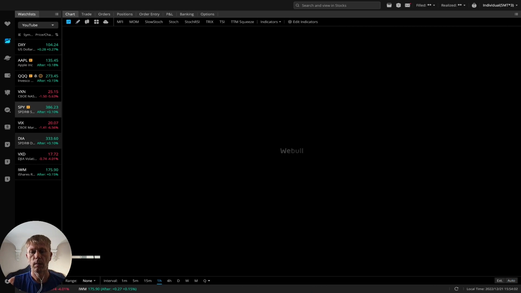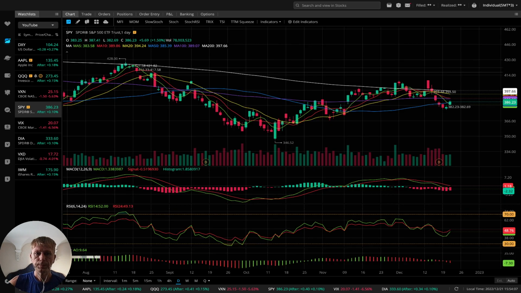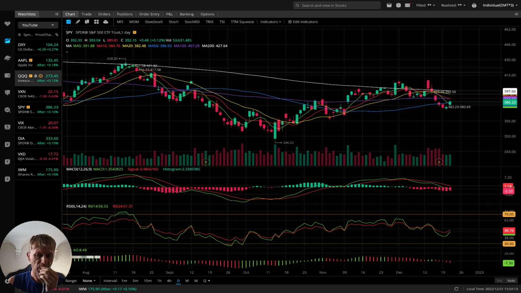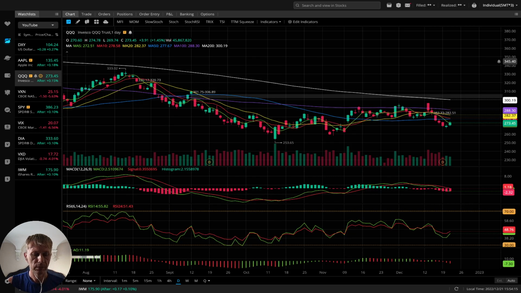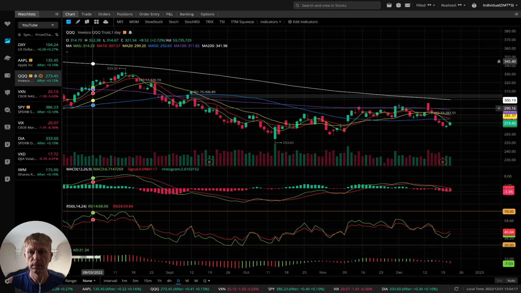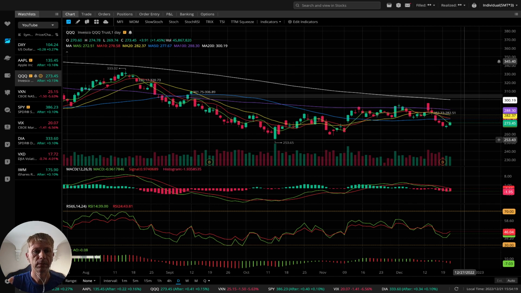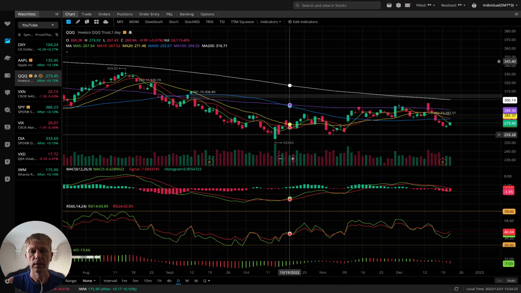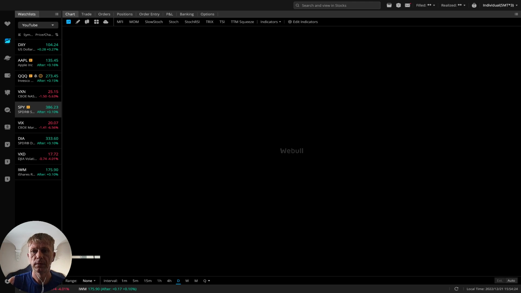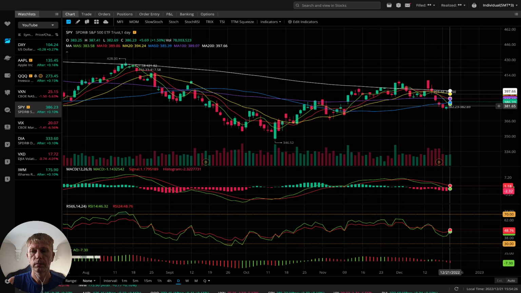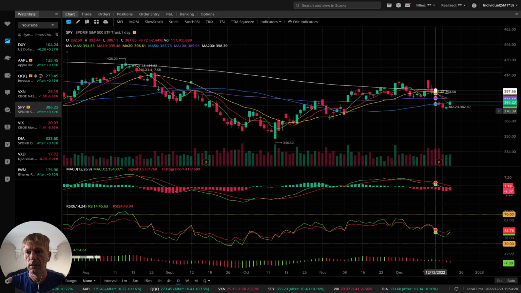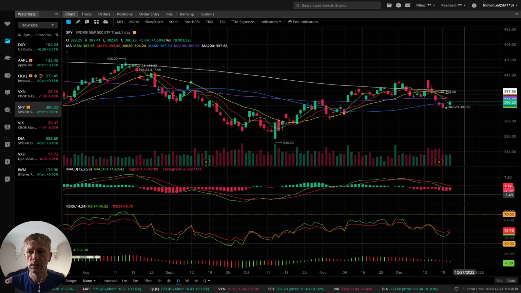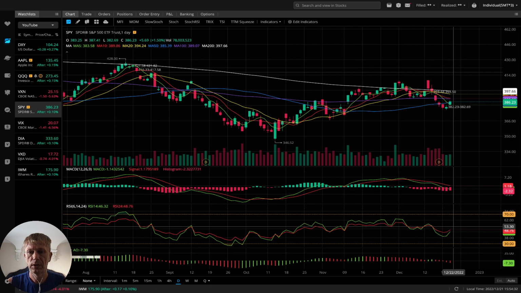SPY daily. Green bar. Let me go back to QQQ. QQQ didn't create a gap, but SPY did. SPY left a gap on daily. Still bearish trend on MACD, still bearish trend on all indicators.